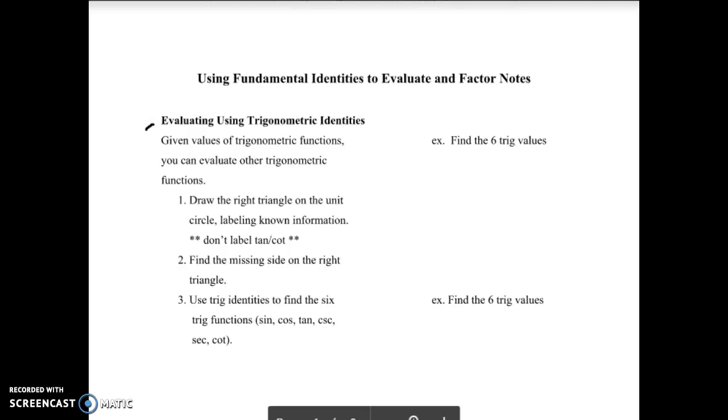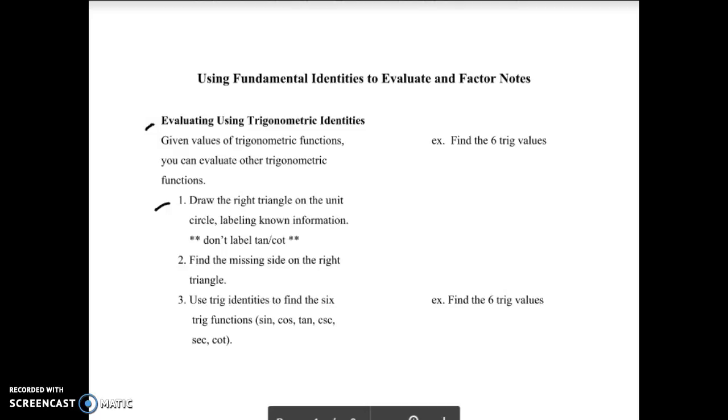So just to go over what it says first, given values of a trigonometric function, you can evaluate other trigonometric functions. In other words, if you know like sine and cosine, you could find tangent or cotangent. And that'll give you a few basic instructions.